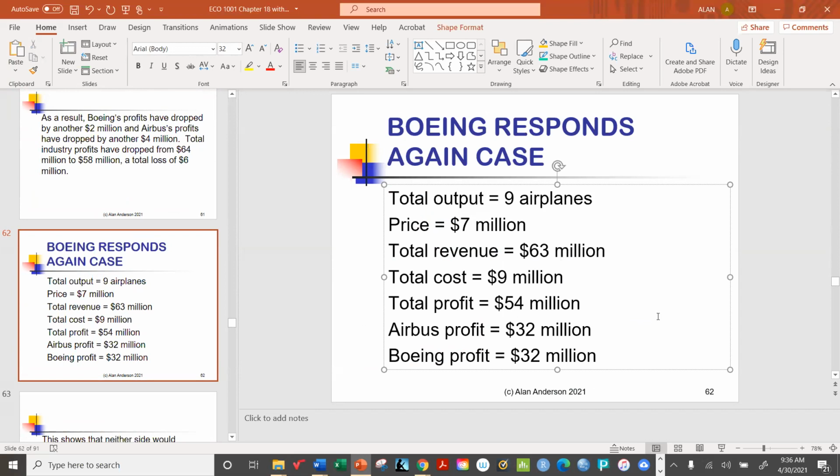of which, let's see, Boeing is making 5 planes at a profit of $6 each. Their profits are now 30 million. And whoops, I got the wrong one, sorry. Airbus is still at 4, and they're making only 24 million.